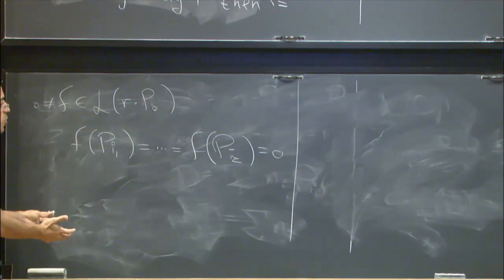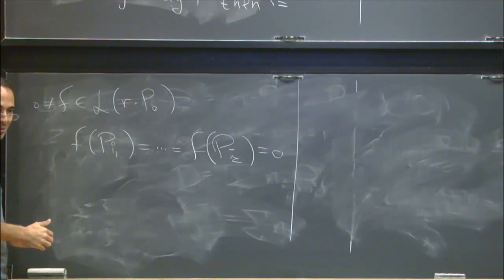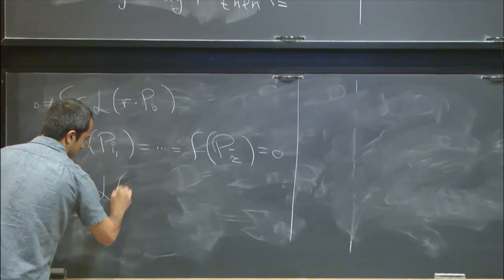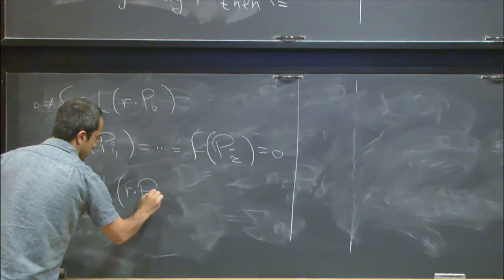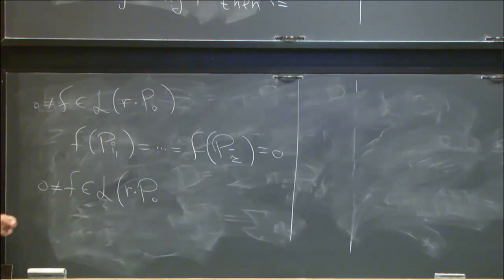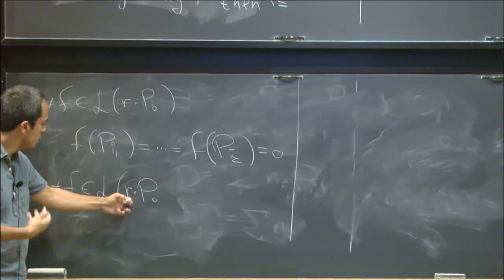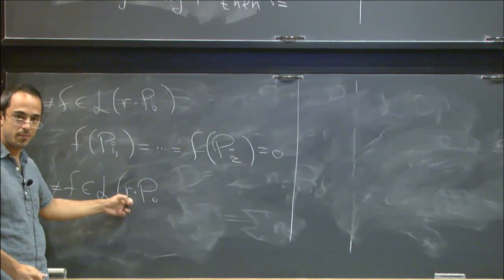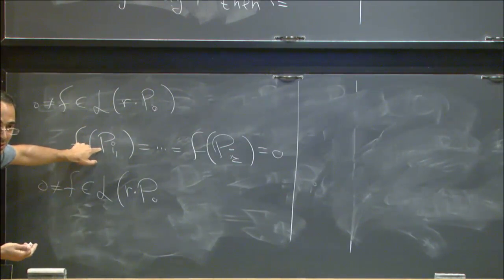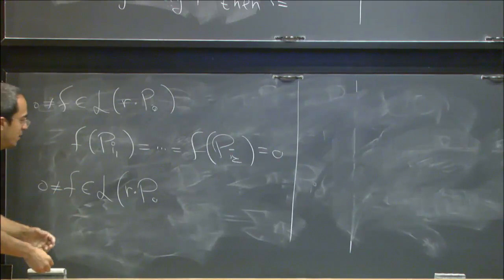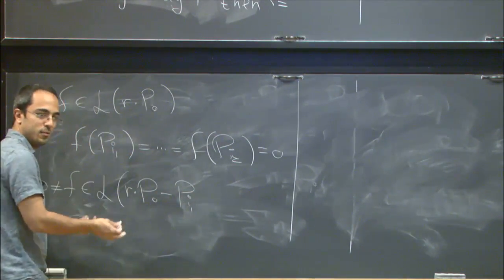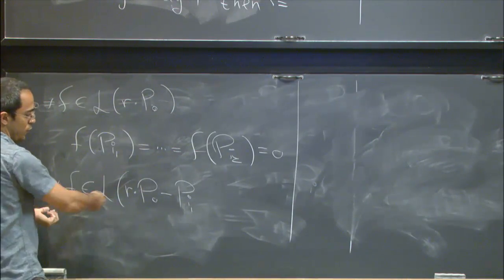So how can we bound this z from above? The thing is this: we know that f lives in r times p0, and it's a non-zero function. We know that it has at most r poles. But even if we assume that f is zero at some place, we can actually for free require that it has a zero there, because it follows this criterion.